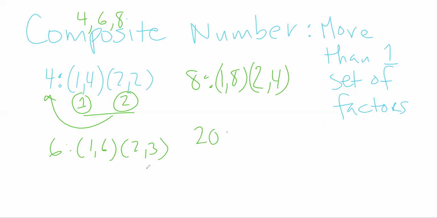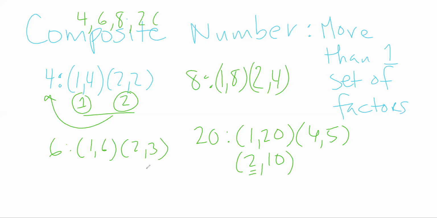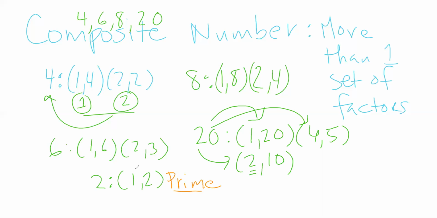So like 20, for example, we know there's 1 times 20. We know 2 times 10 because it's an even number, so 2 works. There's also 4 times 5. So 20 is a composite number because, again, I can make more than one set of factors. Now, what's the even number that's prime? Well, we talked about that before, and that's 2, right? Because although that's an even number, all I have is 1 times 2. It's the only way. So this one's the prime. It's the prime even number.